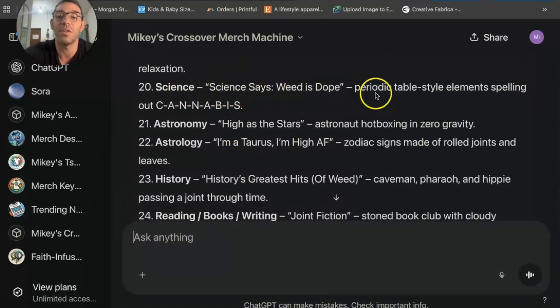Let's see if we can find some other ones. Science says weed is dope. Periodic table style elements spelling out cannabis. Oh, that's a really good idea. We've seen that design style. The design style sells well.